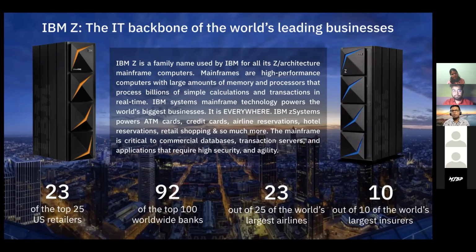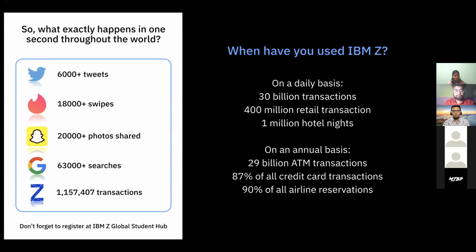IBM Z Systems powers ATM cards, credit cards, airline reservations, hotel reservations, retail shopping, and much more. The mainframe is critical to commercial databases, transaction servers, and applications that require high security and agility. So what happens exactly in 1 second throughout the world?